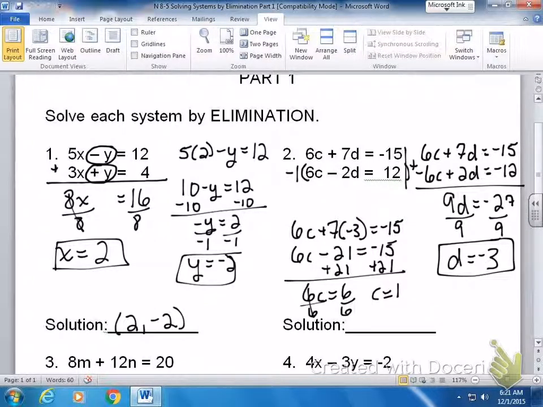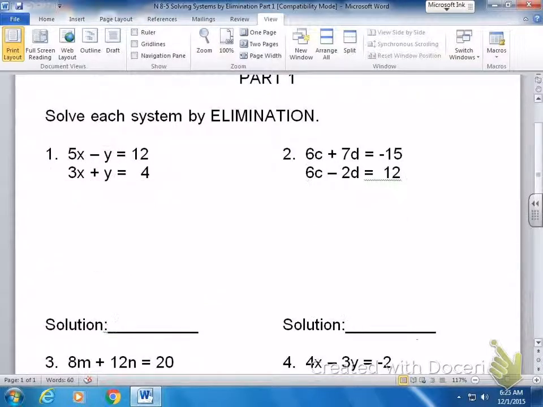So now we have our coordinates, and we want to go in alphabetical order. So I'm going to point c is 1, d negative 3. So there's my solution. Now, on both of these, you can check your solutions, plug them in for c and d in either equation. If they work, then they're correct. If they don't work, then they're not. All right, so let's go ahead and move to the next one.